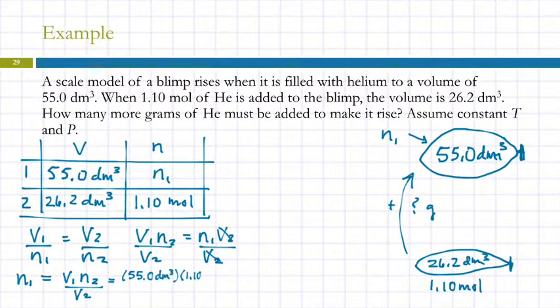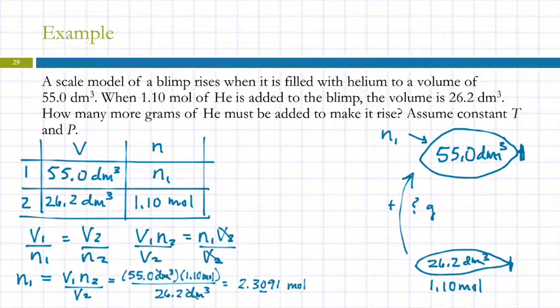N2 divided by V2, 26.2 cubic decimeters. So the cubic decimeters are going to cancel out. That's encouraging because N is supposed to be moles. So 55 times 1.1 divided by 26.2 is 2.3091 moles.